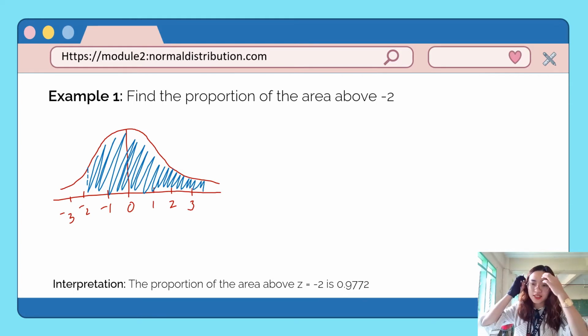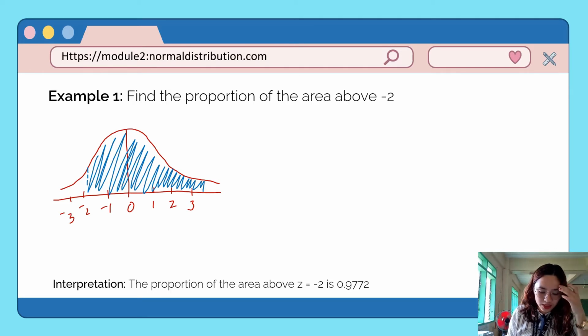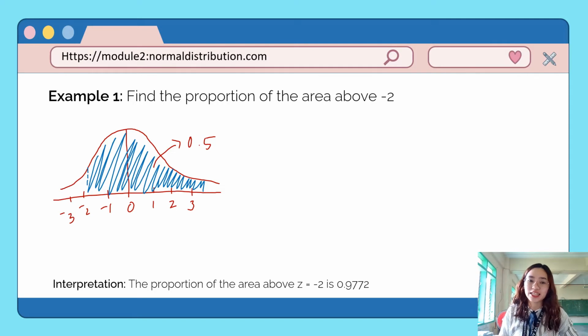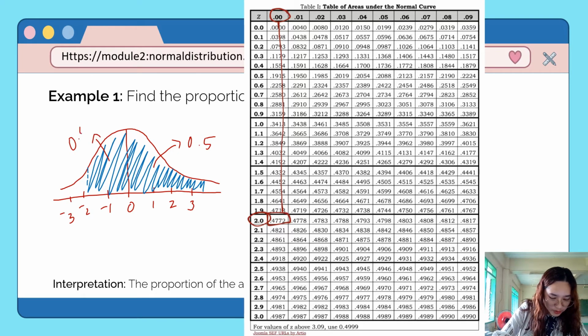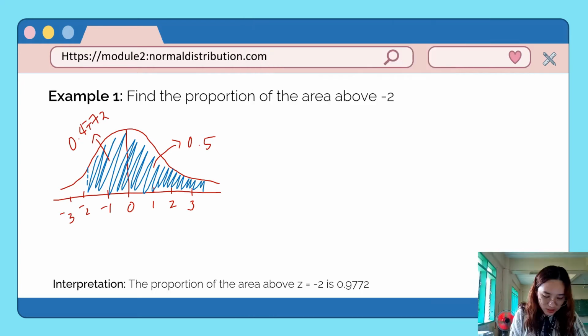So, paano kaya ang analysis kapag ang hinahanap natin ay above ng negative z value? Kung mapapansin ninyo, shaded region niya yung buong kalahati ng normal curve. So, this is 0.5. And ang kailangan na lang natin alamin ay yung region between ng ating 0 at negative 2, which kaya natin hanapin using the z-table. Okay, hanapin natin. Go tayo sa z-table natin. Hanapin ang 2.0, then 0, 0, we have, so itong region na to is 0.4772.